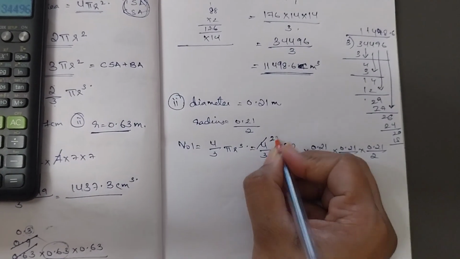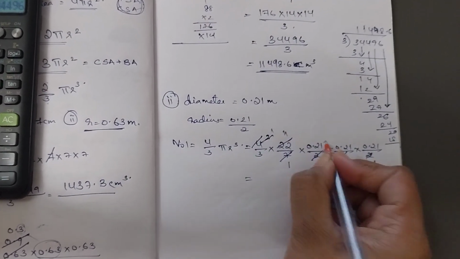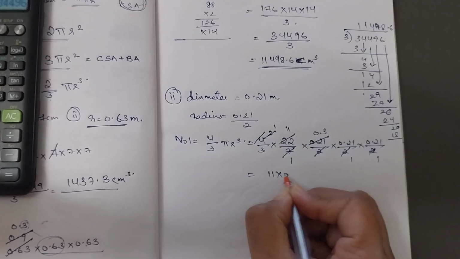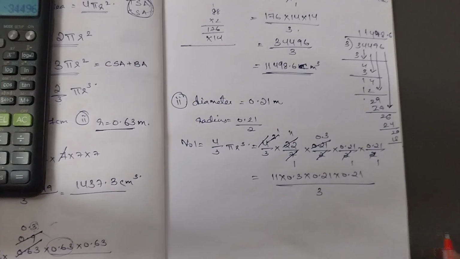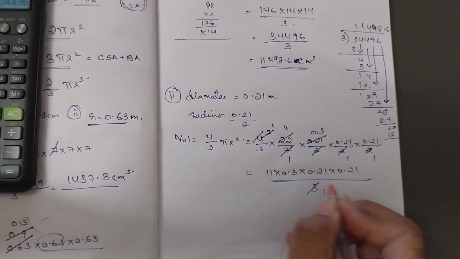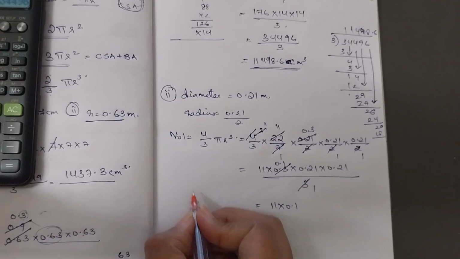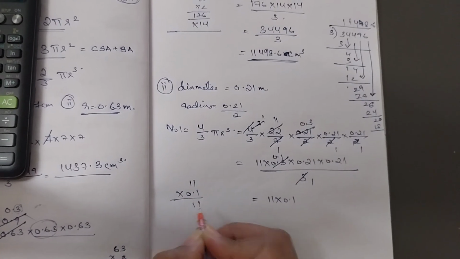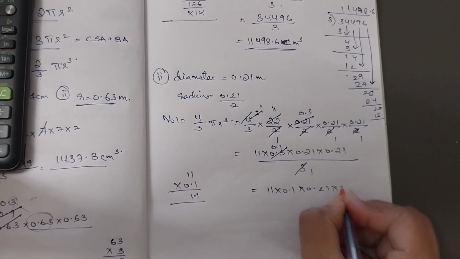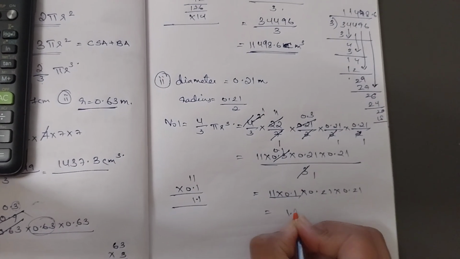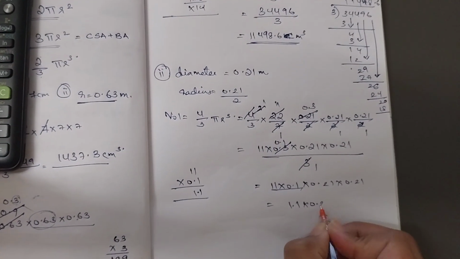2 2s are 4, 2 1s are 2, this is gone. 2 1s are 11. 7 times 0.3 is 0.21. So 11 into 0.3 into 0.21 into 0.21 by 3. 3 1s are 0.1, it becomes again. So it is 11 into 0.1. So 11 into 0.1 would be 1.1. The answer would be 1.1 into 0.21 into 0.21. I forgot to write, so this part is 1.1. Now this into 0.21 I'm doing.